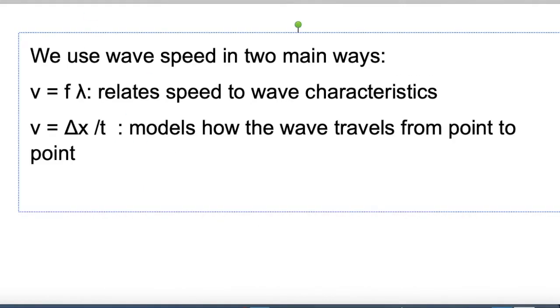We use this wave speed in two different ways. One is that v equals f lambda. I'm not going to go through all the iterations of this, but the bottom line is we can relate the frequency and the wavelength if we know the velocity, or, if we know any two of these three, we know the third. The other is v equals delta x over t. That still exists, but that's more about how the wave travels from point to point. So if you're talking about wave characteristics, you're generally talking about v equals f lambda. On the other hand, if you're talking about it going from point A to point B, we can use just the standard velocity equations we had before.